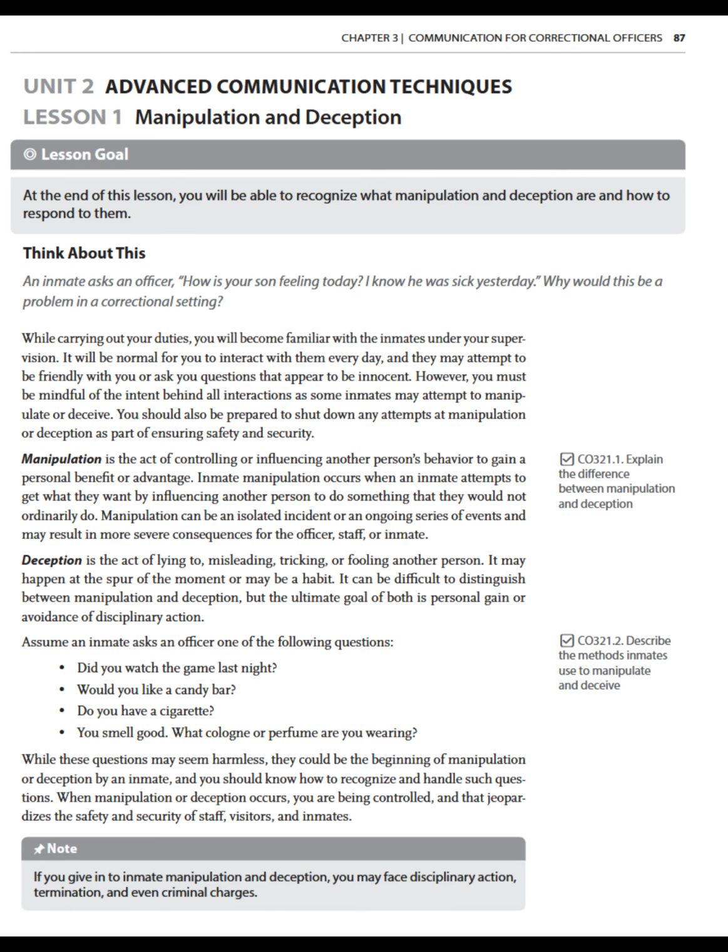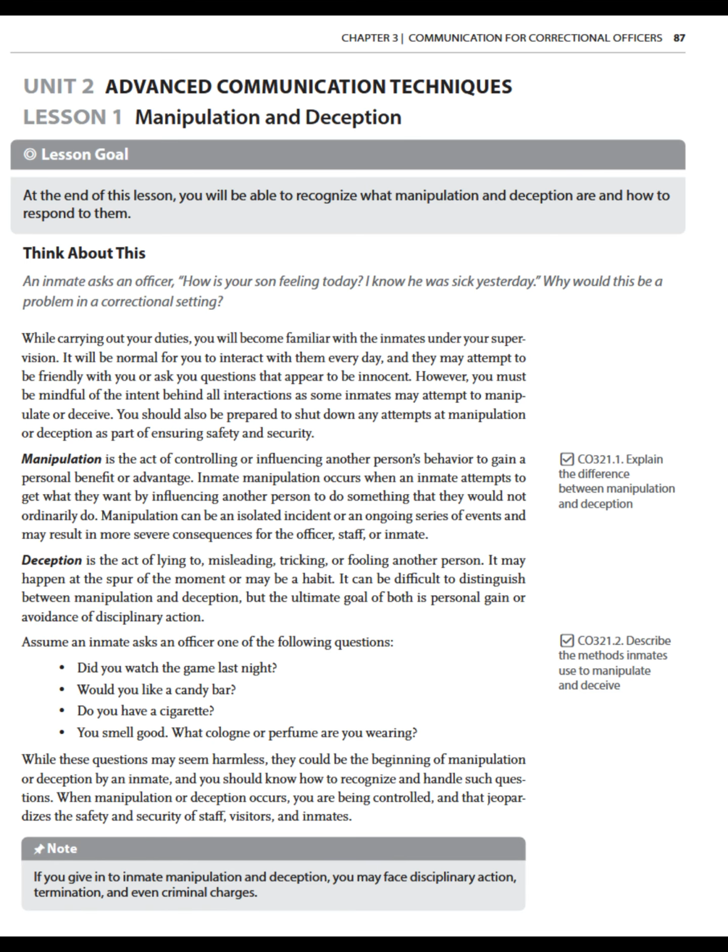While carrying out your duties, you will become familiar with the inmates under your supervision. It will be normal for you to interact with them every day, and they may attempt to be friendly with you or ask you questions that appear to be innocent. However, you must be mindful of the intent behind all interactions, as some inmates may attempt to manipulate or deceive. You should also be prepared to shut down any attempts at manipulation or deception as part of ensuring safety and security.